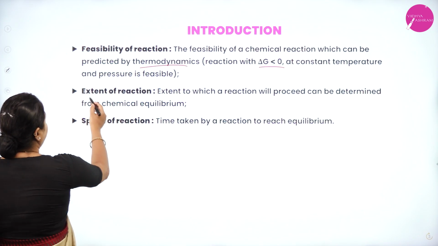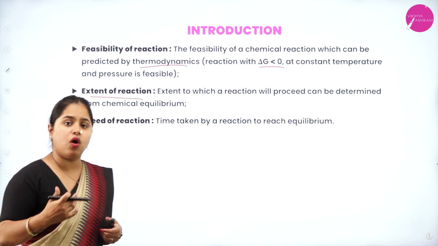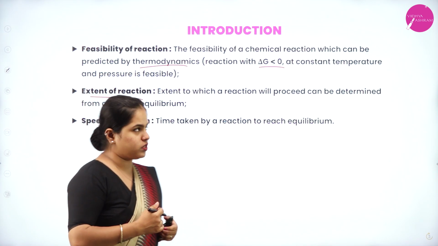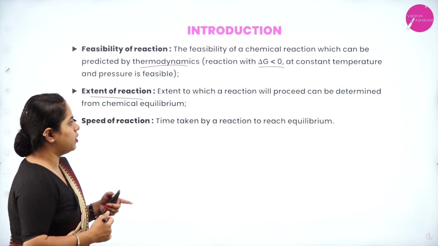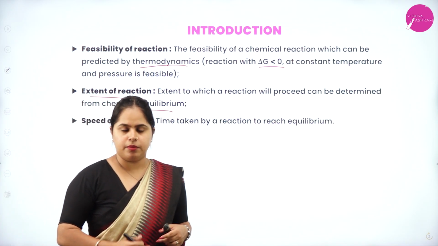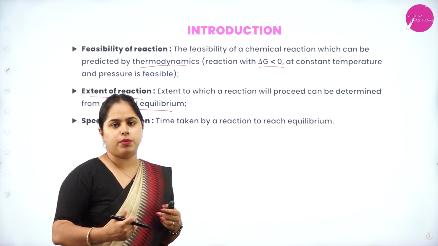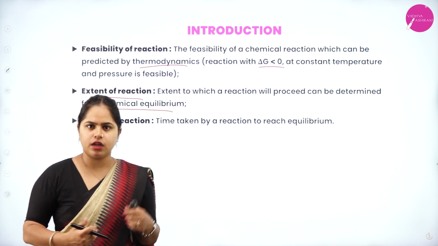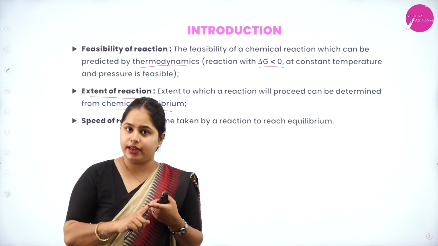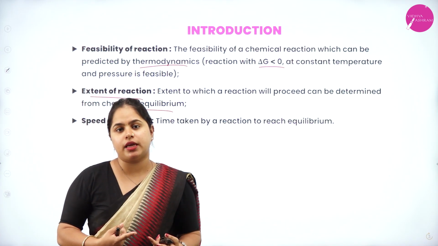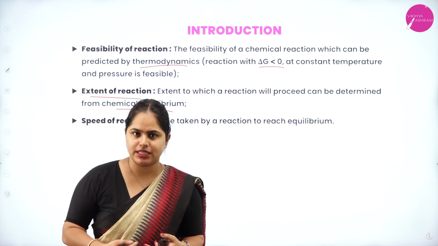The next one is the extent of a reaction. That means to what extent the product will be formed or to what extent the reaction will proceed. The extent to which a reaction will proceed can be determined by chemical equilibrium. Equilibrium also we have studied. So to what extent the product will be formed, we will get to know using thermodynamics. So whether the reaction will take place or not and to what extent the reaction will take place, we'll get to know using thermodynamics in equilibrium.